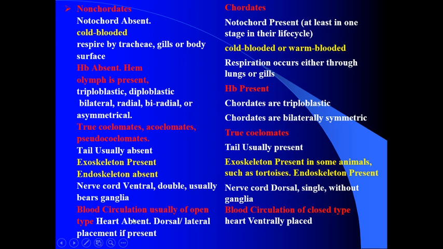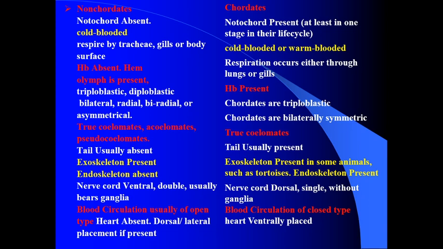In non-chordates, blood circulation is usually of open type. There is no artery, vein or blood capillaries. There is no oxygenated or deoxygenated blood, etc. But in case of chordates, there is a closed type of blood vascular system or circulatory system. There are special capillaries, veins, arteries or blood vessels to carry the blood. Therefore, that type of blood circulation is called closed type of circulation. And the pumping organ for it is the heart. That heart is ventrally placed in case of chordates.